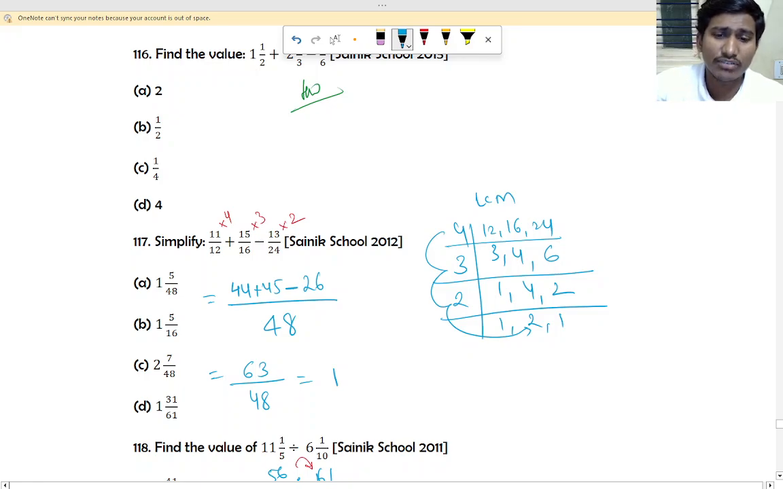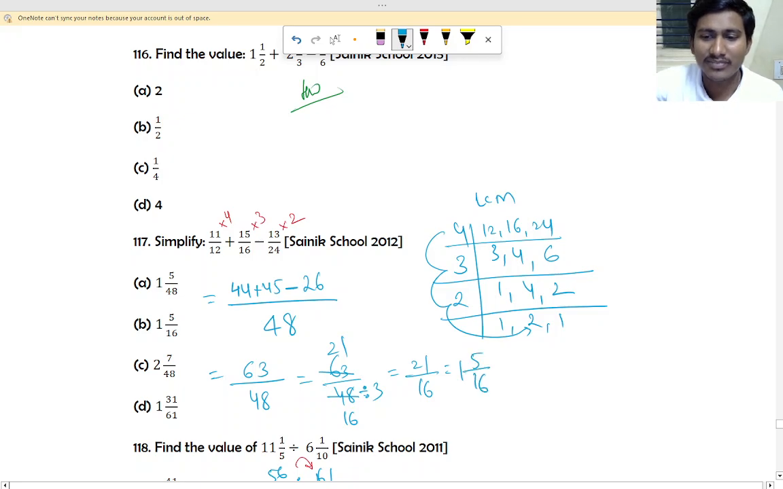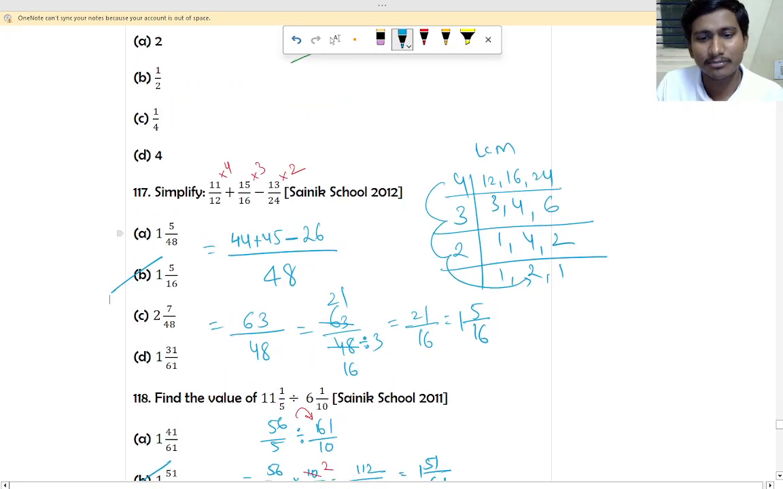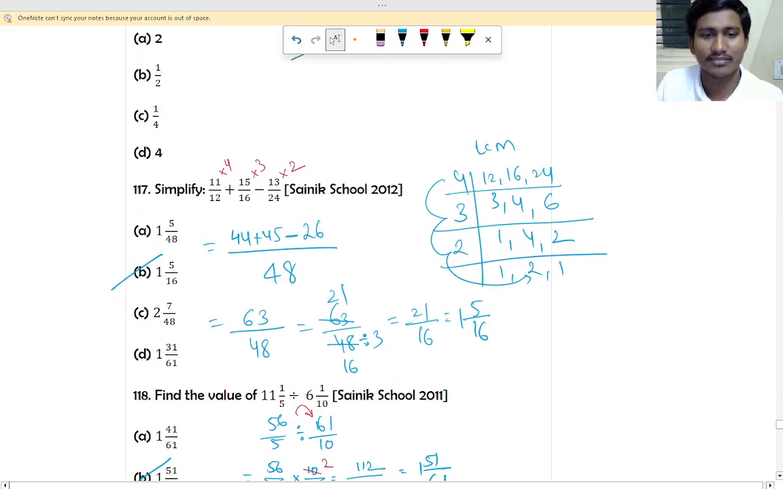Now you have to divide, we have to cancel it. 63 by 48 will come in which table? 3 table, right? So 3 16s are 48, 3 21s are 63, right? If you divide both the numbers with 3, so 21 by 16, 21 by 16 means 1 and 5 by 16. Which option? Option B, right? Understand?